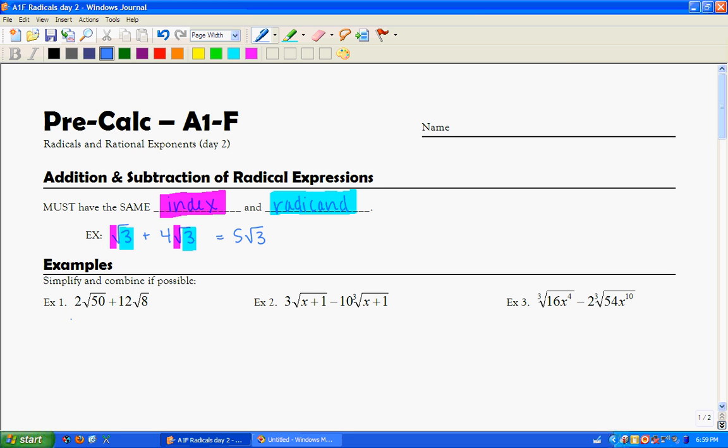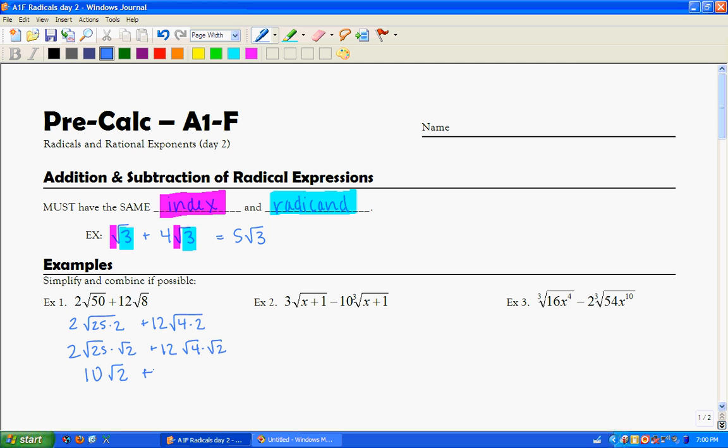So 50 can be broken down into 25 times 2, and 8 can be broken down into 4 times 2. If we use our properties from before, we could rewrite that as the square root of 25 times the square root of 2, and the square root of 4 times the square root of 2. We know the square root of 25 is 5, and 5 times 2 is 10 square root of 2, because we can't do anything with the square root of 2.